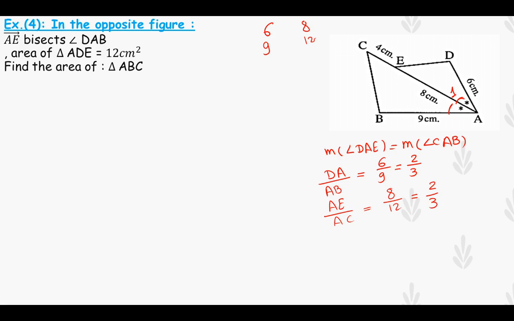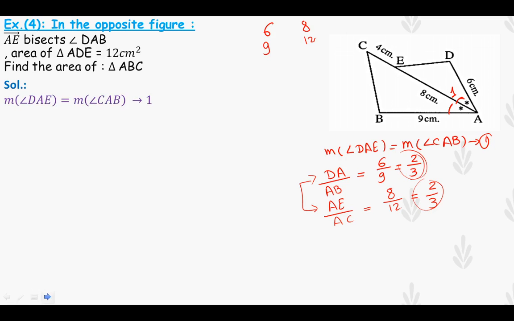So you can see that first, the measure of angle DAE equals the measure of angle CAB, and the two corresponding sides are proportional. So the two triangles are similar. Okay, let's solve it again together by using the PowerPoint, and I will explain to you again. Here, solution.